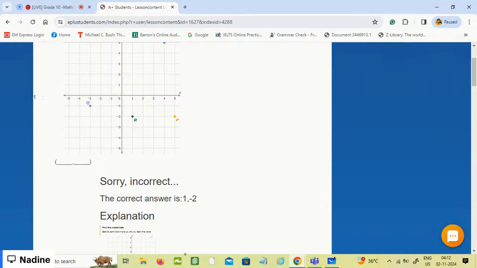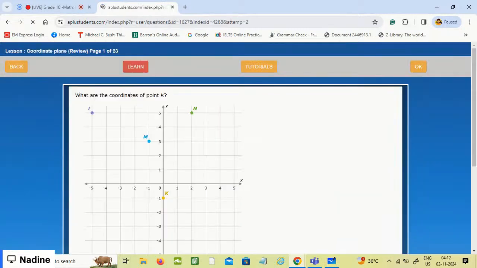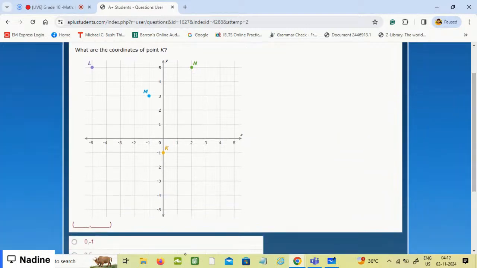Let's just start with the test questions. What is the coordinate of point K? So where is the K? You have to find the coordinates of the point K. So here you have K, right?